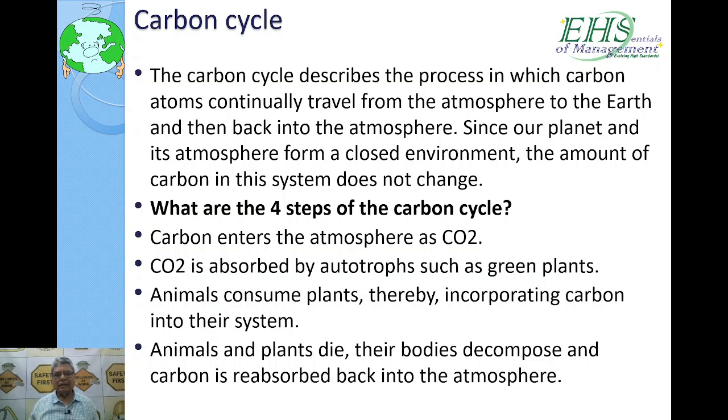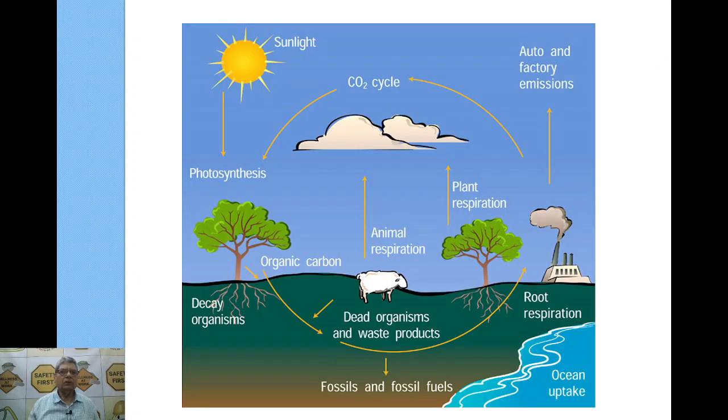Animals consume plants, thereby incorporating carbon into the system. Animals and plants die, their bodies decompose, and carbon is reabsorbed back into the atmosphere. So again, this is a diagram of the carbon cycle. With the help of the sunlight, the plants do photosynthesis.